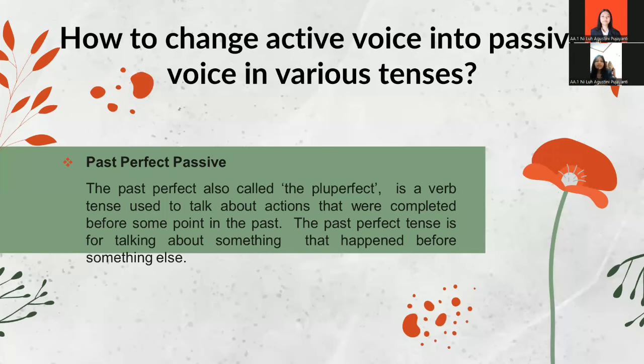And next, past perfect passive. The past perfect, also called the pluperfect, is a verb tense used to talk about actions that were completed before some point in the past. In other words, the past perfect tense is for talking about something that happened before something else.